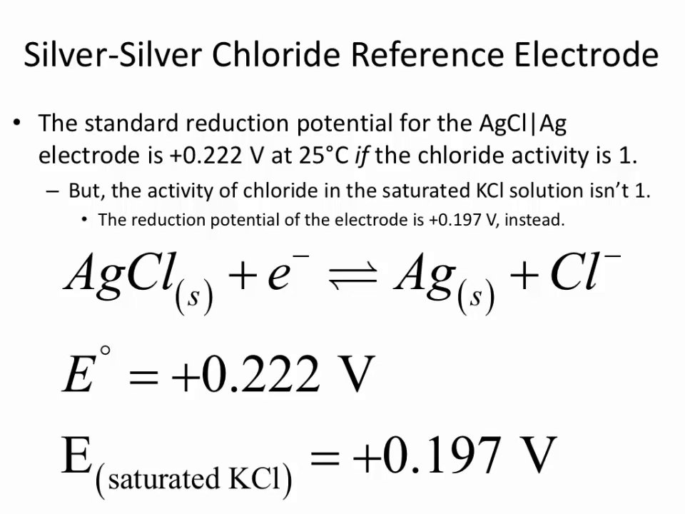Now the standard reduction potential for our silver chloride to silver electrode is plus 0.222 volts at 25 degrees C if the chloride activity is 1. But the activity of chloride in the saturated potassium chloride solution isn't 1. The reduction potential of the electrode is in fact plus 0.197 volts instead, because we have a different concentration of our chloride ions here. And that means that where we have an E0 of plus 0.222 volts, for our saturated potassium chloride electrode, we have a cell potential of 0.197 volts.